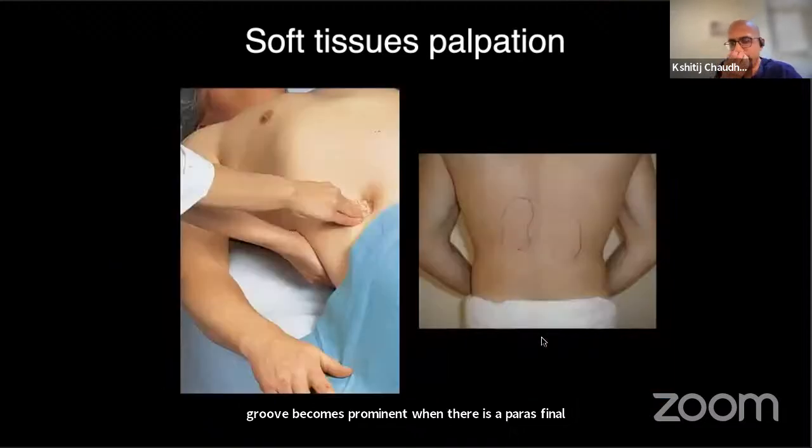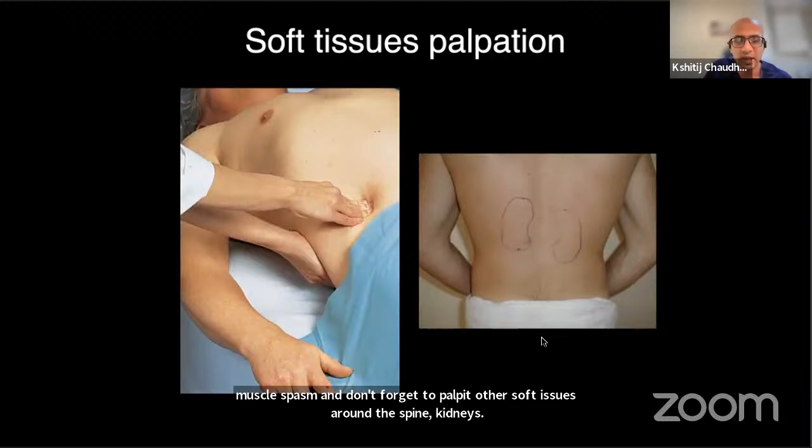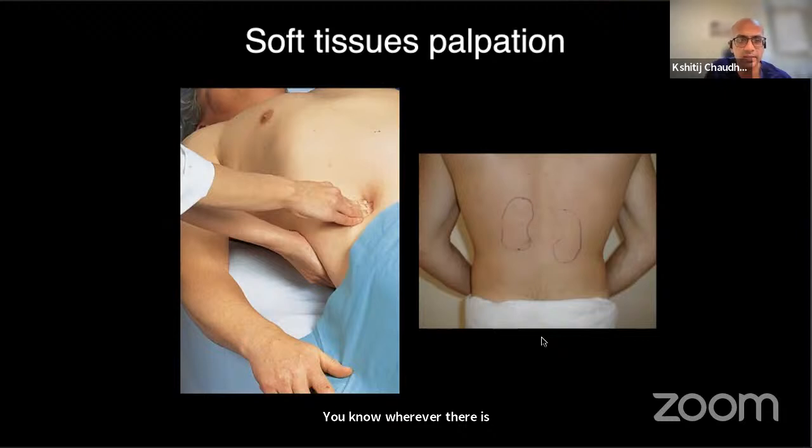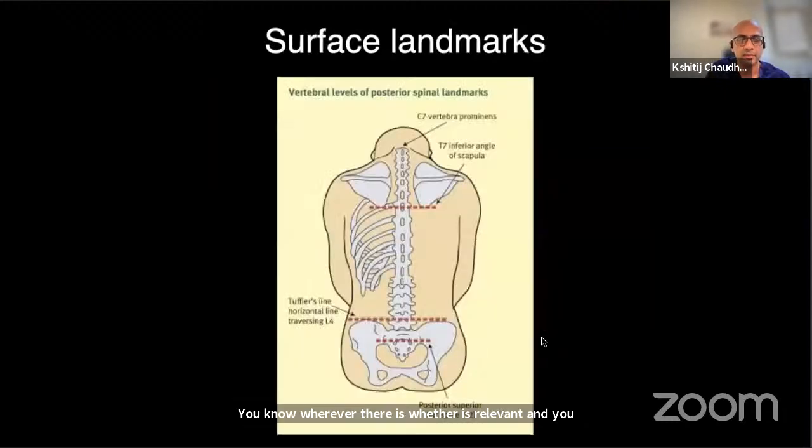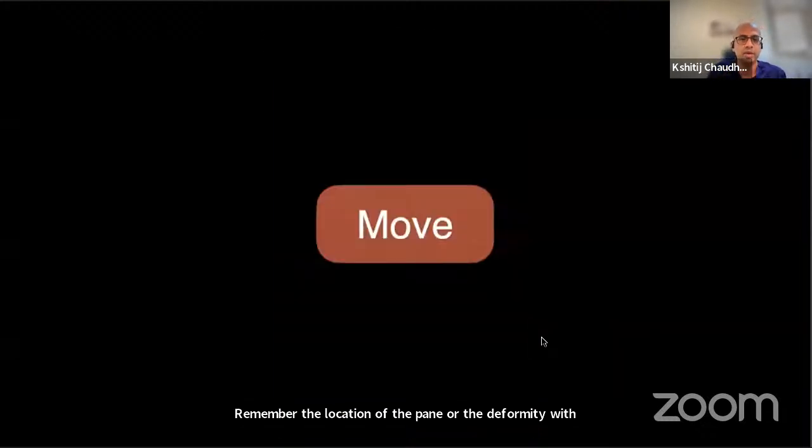And don't forget to palpate other soft tissues around the spine, kidneys, wherever it is relevant, and you find there is renal angle tenderness, etc. Remember the location of the pain or the deformity with respect to the surface landmarks. We all know that, and I'll not go into that.